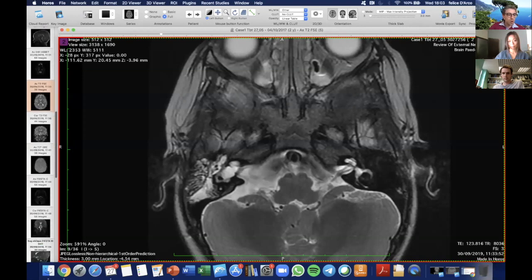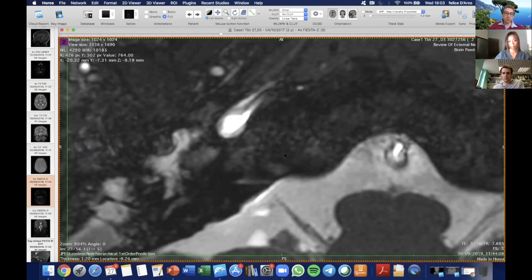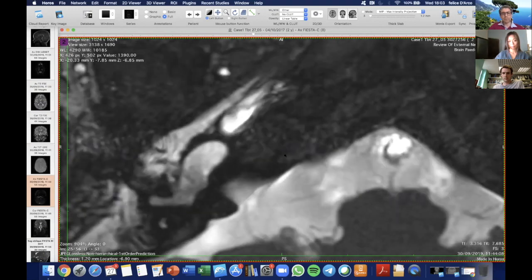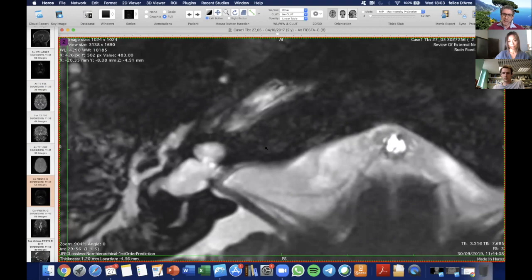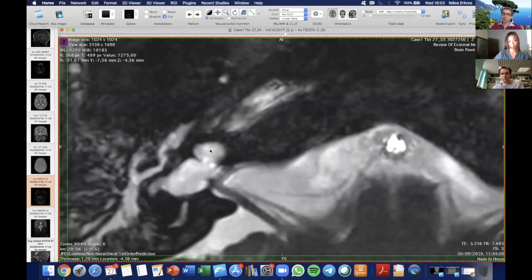Now, if we go to the FIESTA, so high resolution steady state, I zoomed already in at the level of the malformation. This was not the best scan, but it's enough for us to see that this is a cochlea that has 2 fundamental characteristics. First of all, the size is normal. It's different from the cochlear hypoplasia that I showed you last time. But in the cochlea, there is no internal structure whatsoever, and there is quite direct contact without the bony modiolus between the cochlea and the internal auditory canal.